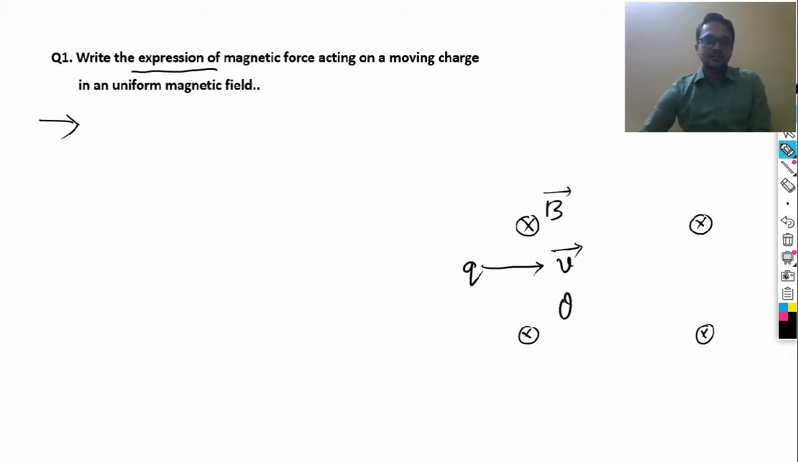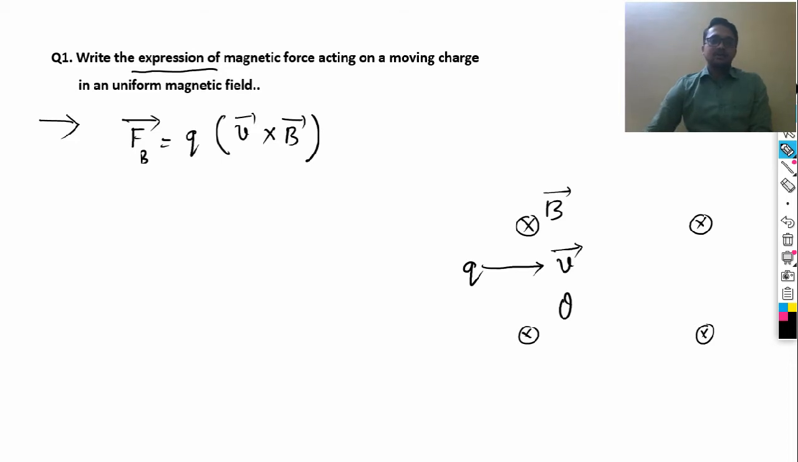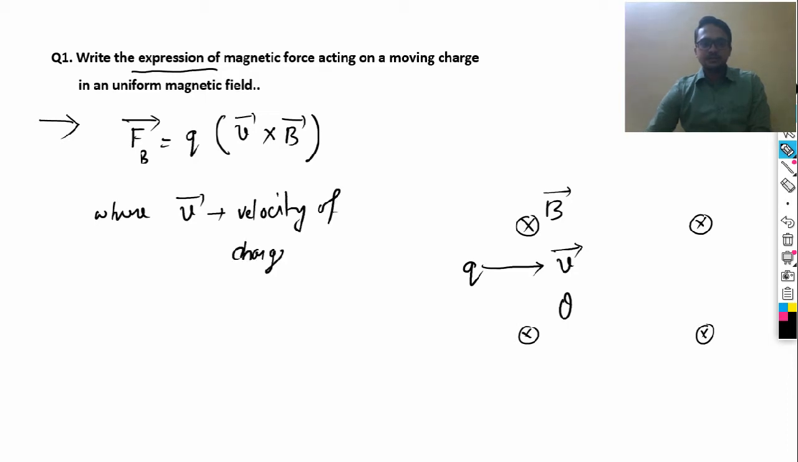So what will be the expression? So magnetic force expression F_B equal to Q times V cross B. Okay, F_B equal to Q V cross B. After that, here you mention where V is the velocity of charged particle. Okay, velocity of charged particle.